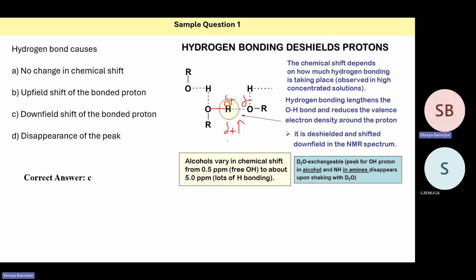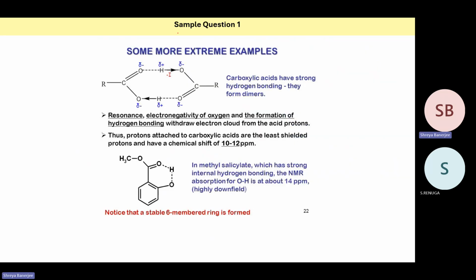If the positive charge on the hydrogen increases, the hydrogen will be more downfield shifted. So you have the TMS peak here. Positive charge on the hydrogen increases means the hydrogen will be more downfield shifted, which is your option C. And you can see the correct answer is option C. Some more examples are shown here.